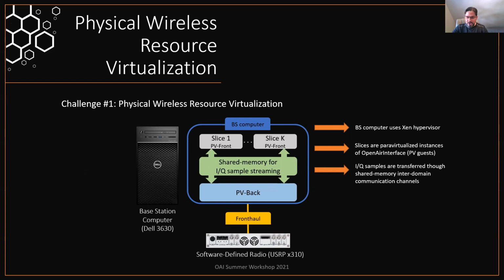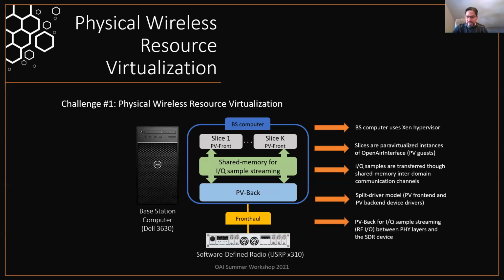IQ samples are streamed via the shared memory interdomain communication facility provided by Xen. We follow the split driver model, where the front-end and back-end device drivers use interdomain communication for requests and responses. Therefore, we borrow the terminology of the split driver model and name our modules PV front in each slice and PV back in the Xen control domain. And PV back is going to take care of RF I/O on behalf of the slices and continuously receives and transmits IQ samples between slices and the SDR device.